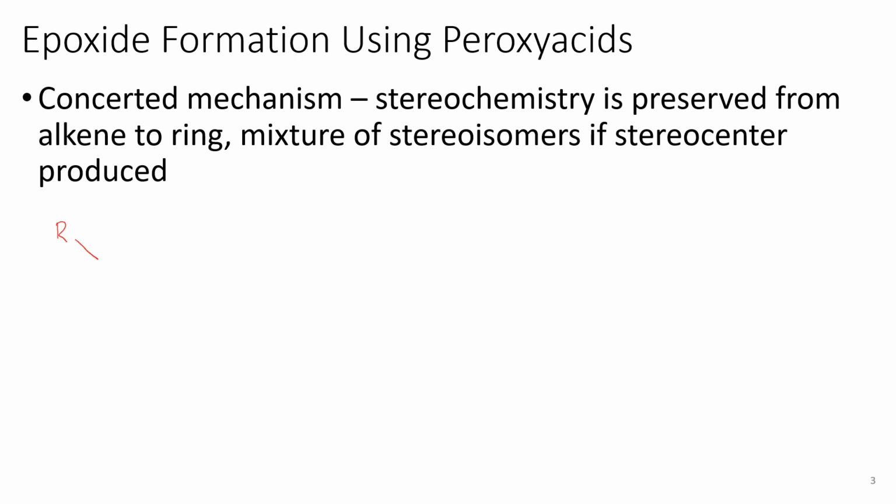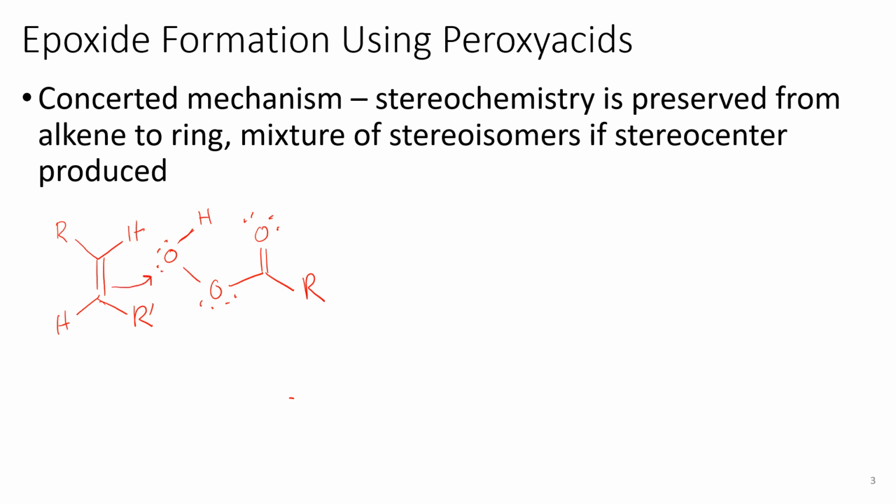So let's look at an example of our concerted mechanism with our alkene. And I'm just going to start off with a trans alkene. And then I'm going to start off with my peroxy acid. So what we're going to see here is that the alkene is nucleophilic. It's going to be attacking that extra oxygen that we have associated with the peroxy acid.